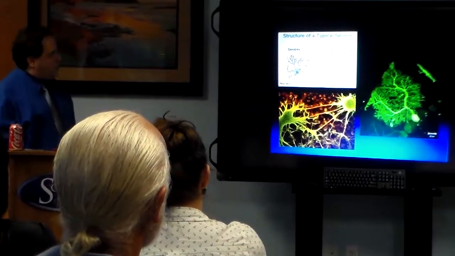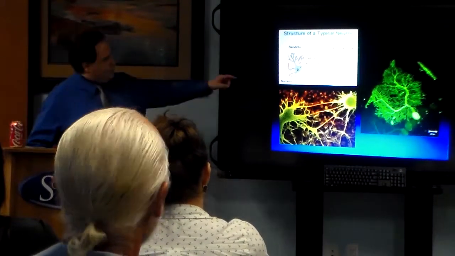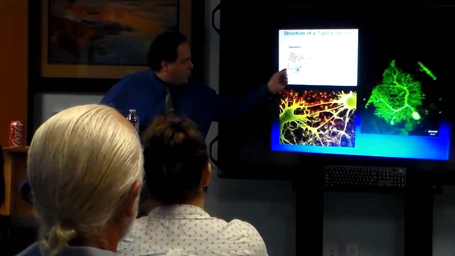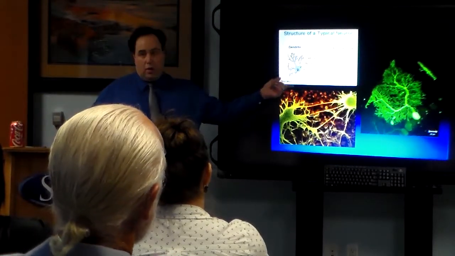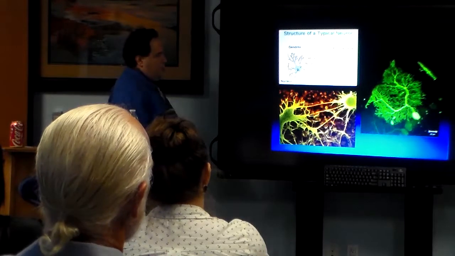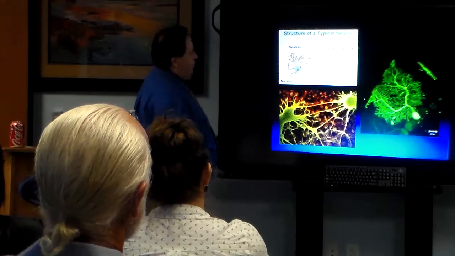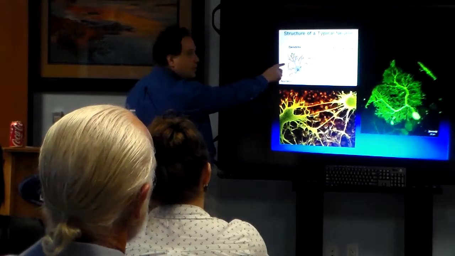Here are some pictures of nerves. You've got a schematic over here of a nerve cell, or a neuron. Those two terms are synonymous. And over here is a dendrite.